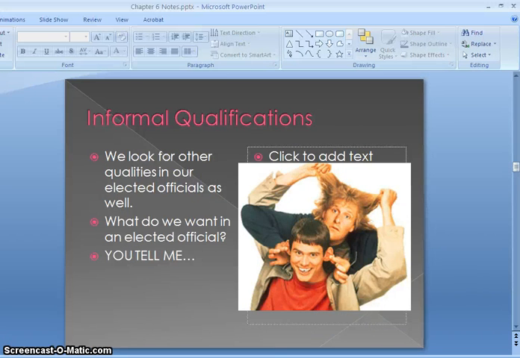Okay, informal qualifications. So those were the formal qualifications, things that you definitely needed. You needed to be 25 years old. You needed to be 30 years old. You had to live in the state. Okay, informal qualifications are really up to you.